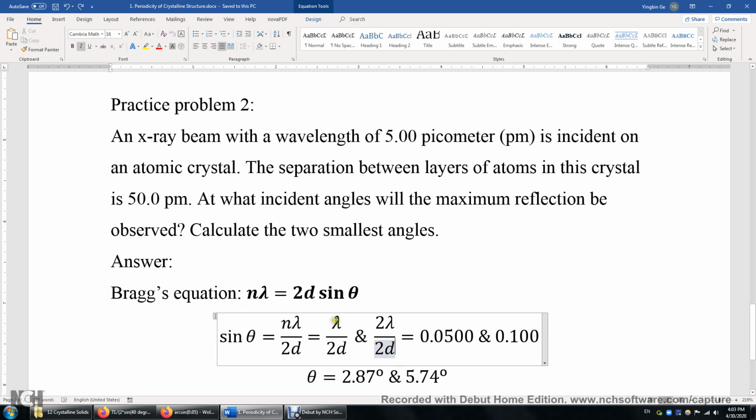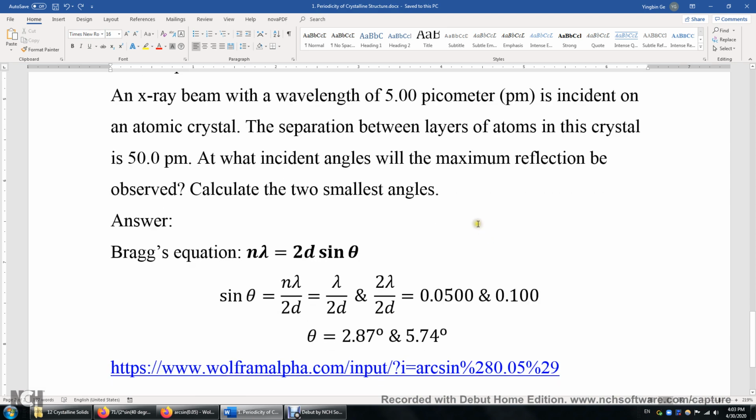The answer is very simple. Lambda is just 5 picometers. d is 50 picometers. 5 over 2 times 50, we got 0.05. There's no unit here. The units cancel. The second one, 2 lambda over 2d, is simply lambda over d. Lambda is 5, d is 50, so 0.1.